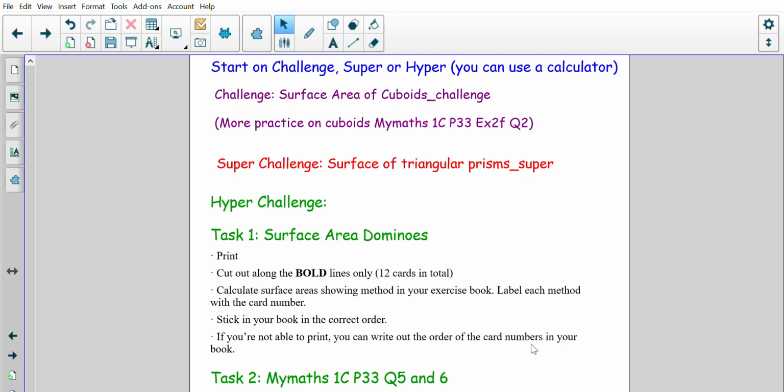If you start on the hyper challenge and you finish the dominoes, there are some problem solving questions in the MyMaths textbook on page 33 that I want you to go to. Again, they will need to be marked from the MyMaths answers.